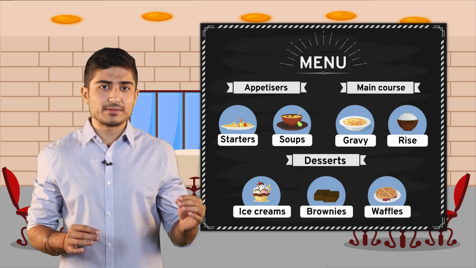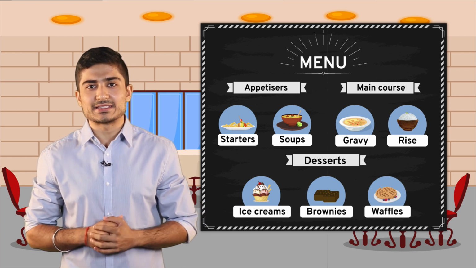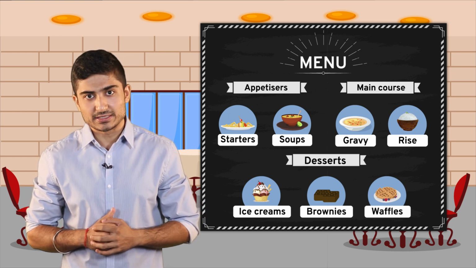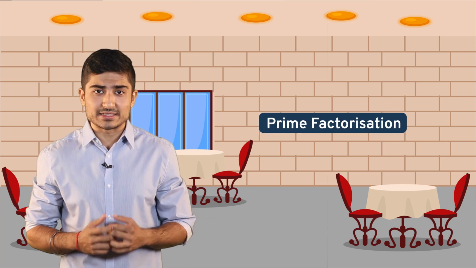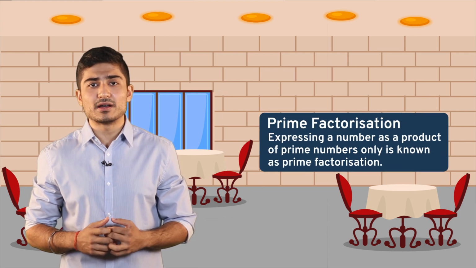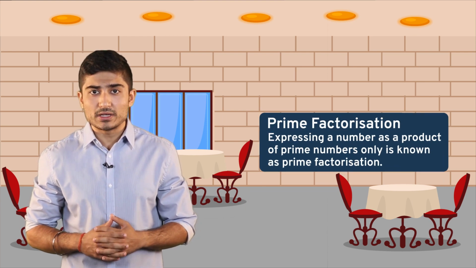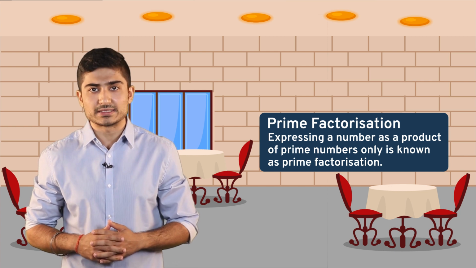Just like the menu tree, in mathematics we can prime factorize a number by making a factor tree. But what is prime factorization? Expressing a number as a product of prime numbers only is known as prime factorization. And how does a factor tree help me do this? A factor tree is a structure in which a number steadily branches out into its prime factors.